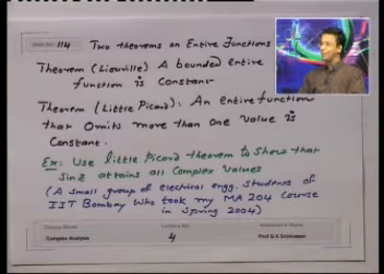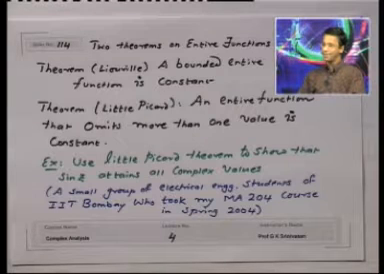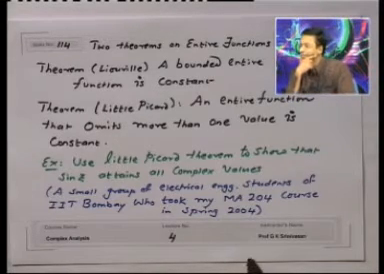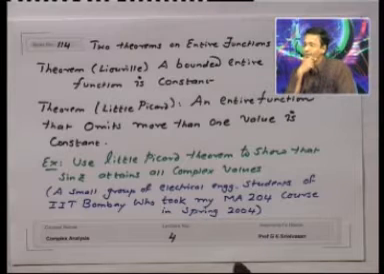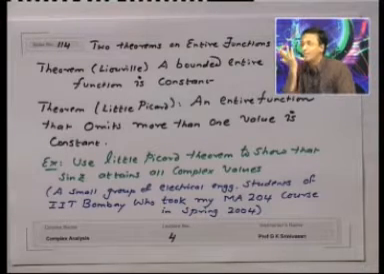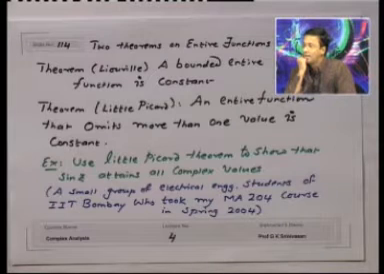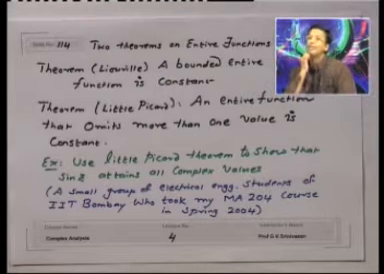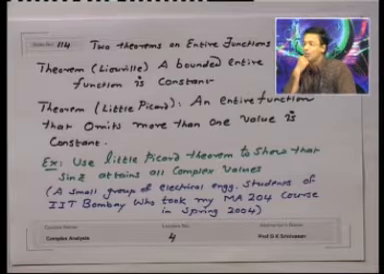An entire function can omit one value. The exponential function omits the value 0. Does a polynomial omit more than one value? If a polynomial is non-constant, it takes on every value. That is the fundamental theorem of algebra. And I asked you a question: do sin z and cos z attain every value? What was it that I asked you to do?